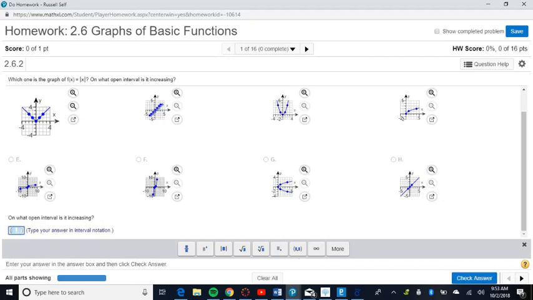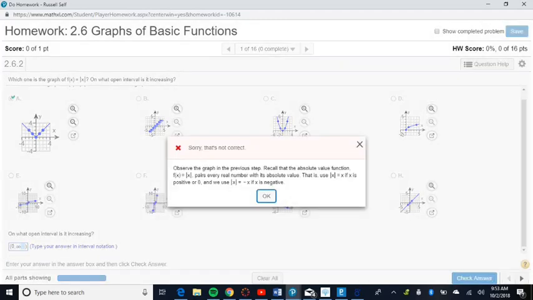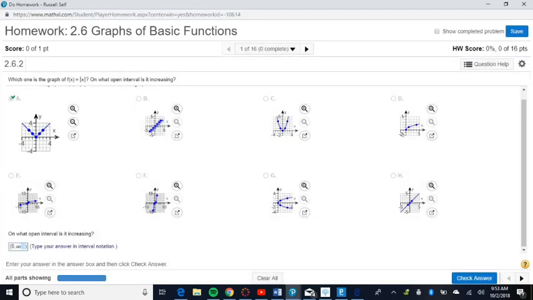So let's put it in as an ordered pair and see how that works. 0 and positive infinity. Check our answer. You'll see that it tells us that we're okay on the previous step, but we're not okay here. Excuse me. And that's because of that 0.